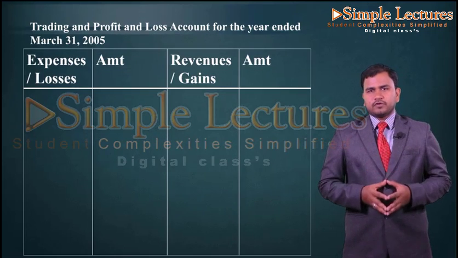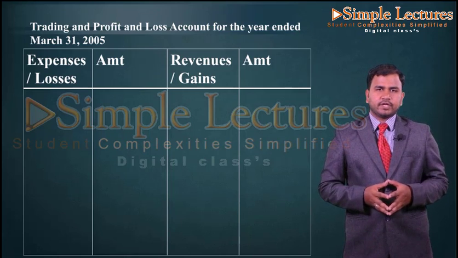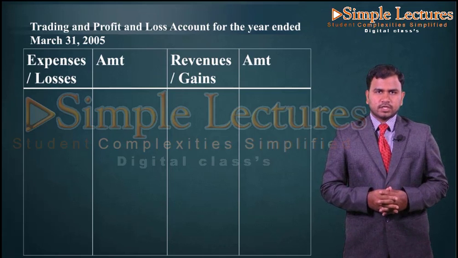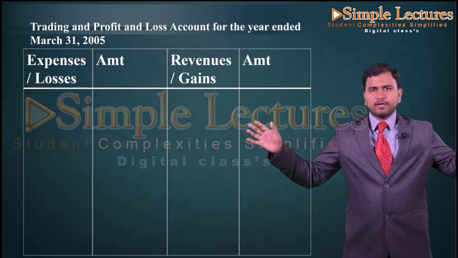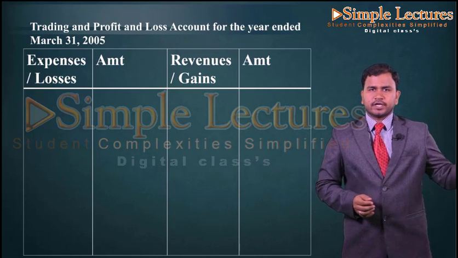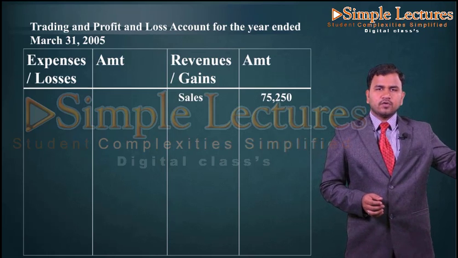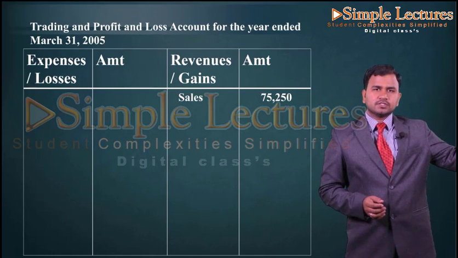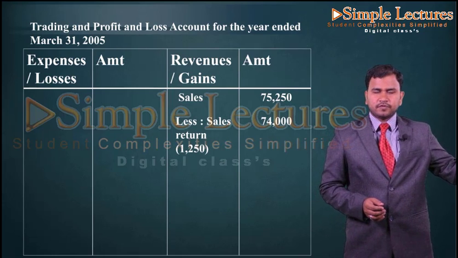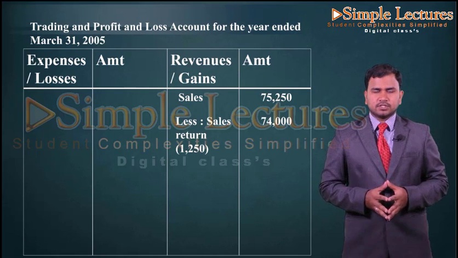Before going for the entries, let us take the table first, where the initial entries will be recorded in the trading account, then in the profit and loss account. Particulars, amount, and particulars, amount. On the debit side we are going to record all the expenses, and on the credit side all the incomes. Sales, in the inner column we write 75,250 less sales return of 1,250, and in the outer column we record 74,000, which is net sales.